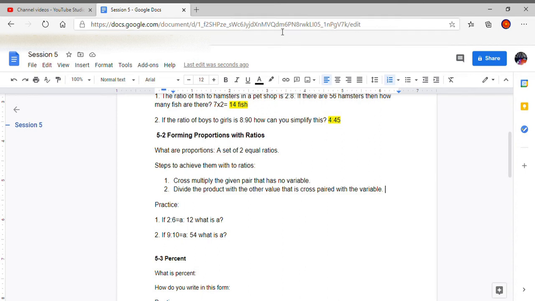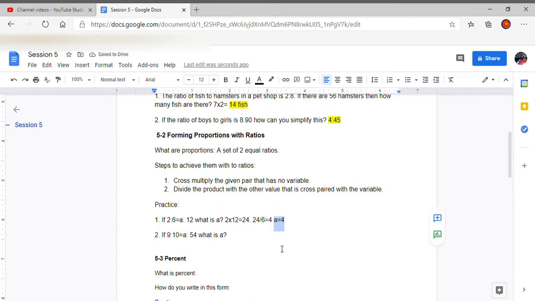So I'll be going over them now. So 2 to 6 and 8 to 12. So this is the numerator for the first one. If you write it in fraction form, this would be the denominator. So you can do 2 times 12, and you get 24. Now you have 6, which is the other value, which is cross-paired with a, which is the variable. 24 divided by 6 equals 4, meaning that the variable a equals 4.